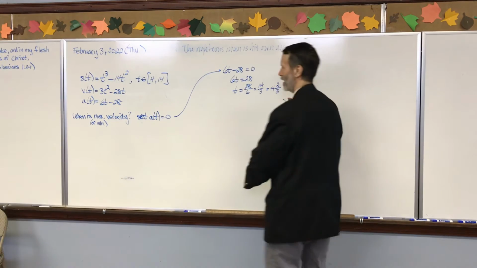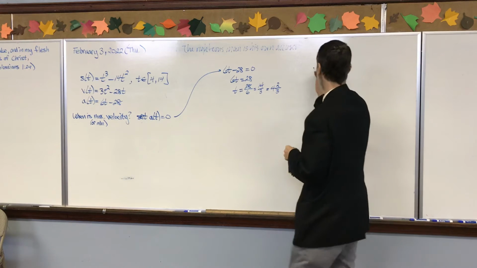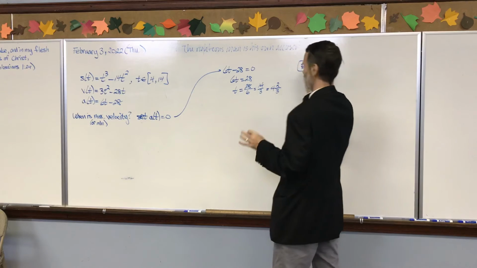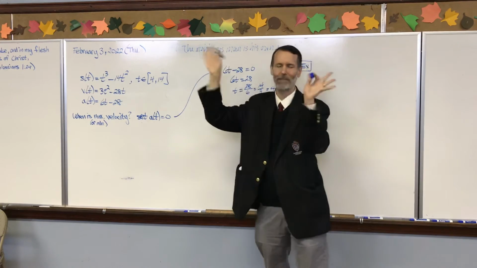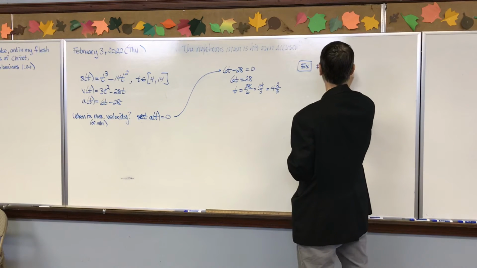Question. I want to find a max or min velocity. A quick example, which seems unrelated. It's not going to be this problem. I'm just going to make up an easy one off the top of my head. Find all extrema.